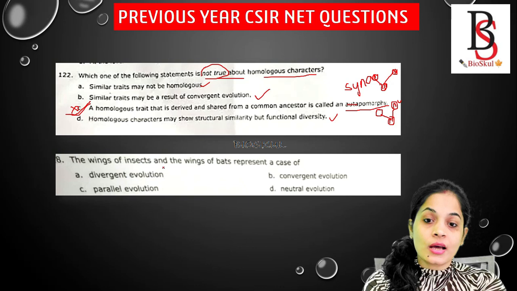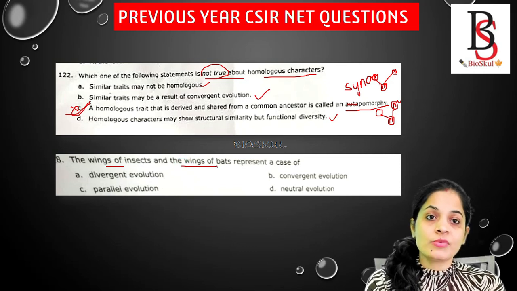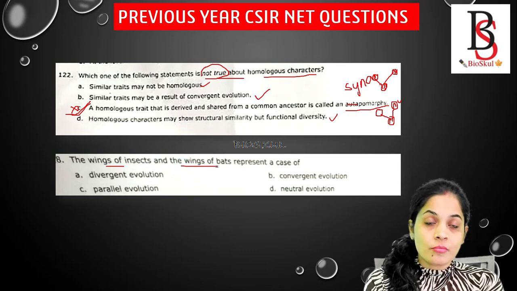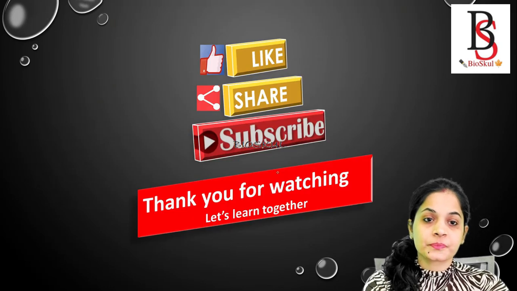Okay, let's look into another question. The wings of insects and wings of bats represent a case of... wings of insect and wings of bat have a similar function, but their origin is different. That means it is convergent evolution. So the correct answer is option B.